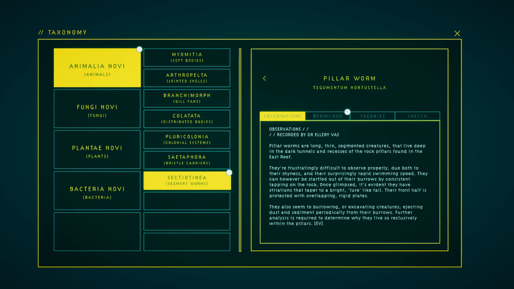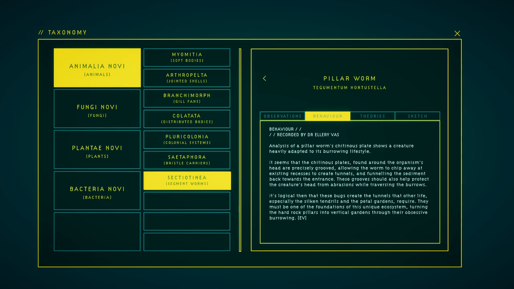Pillar worms are long, thin, segmented creatures that live deep in dark tunnels and resist the rock pillars found in the Rift Reef. Analysis of a pillar worm's cutaneous plates shows a creature heavily adapted to its barren lifestyle. It seems that the cutaneous plates found around the organism's head are precisely grooved, allowing the worm to chip away at the rock to create tunnels and funneling the sediment back toward the entrance. These grooves should also help protect the creature's head from abrasions while traversing the burrows.